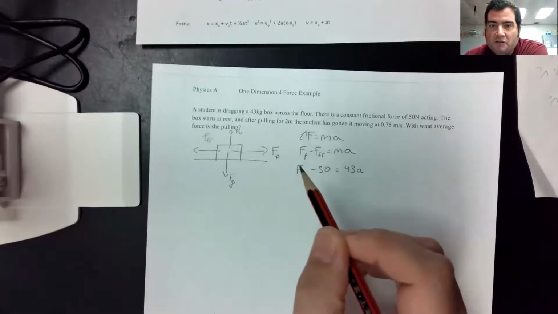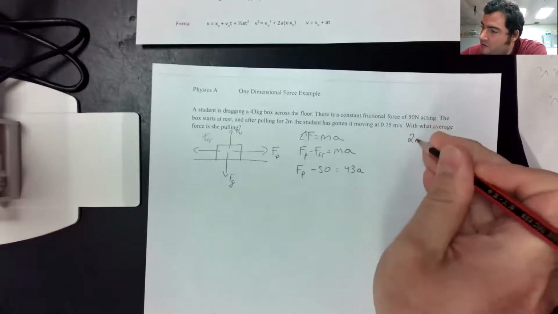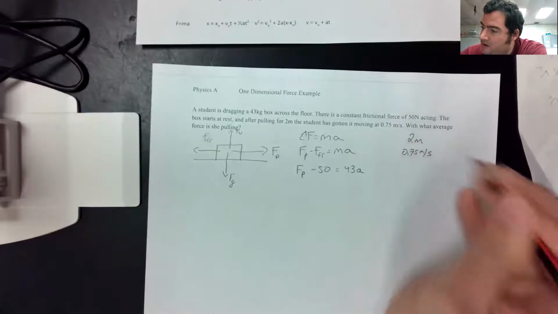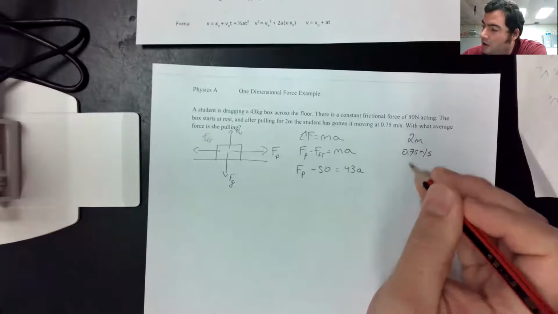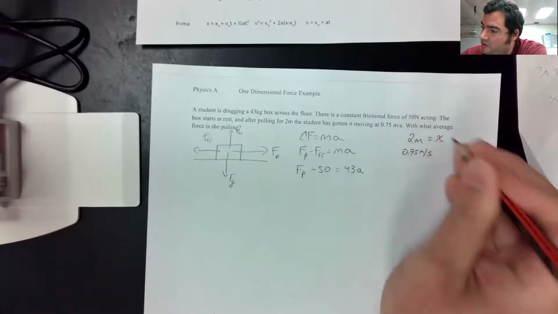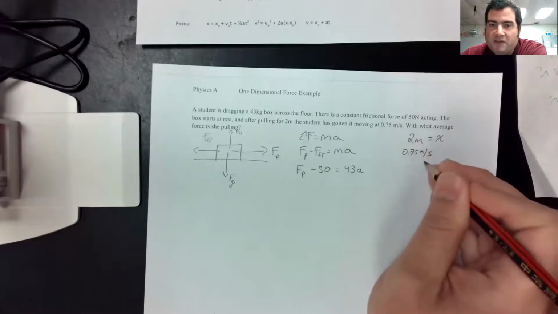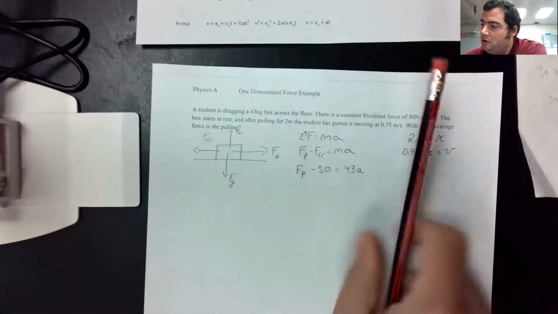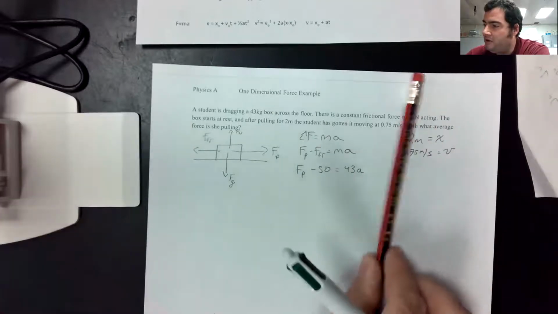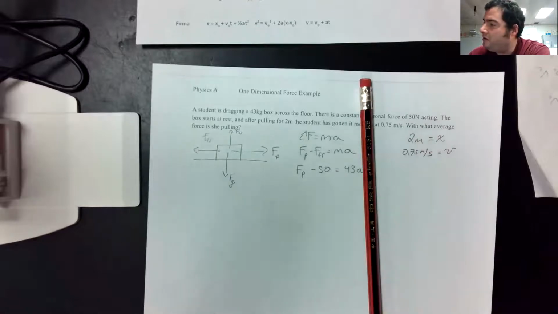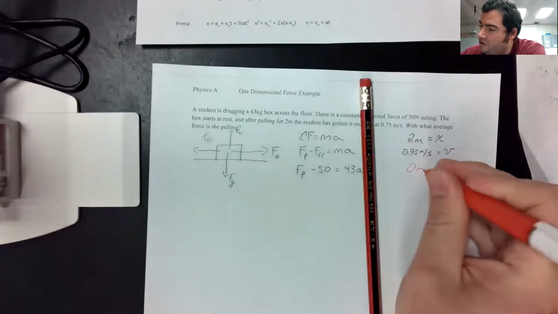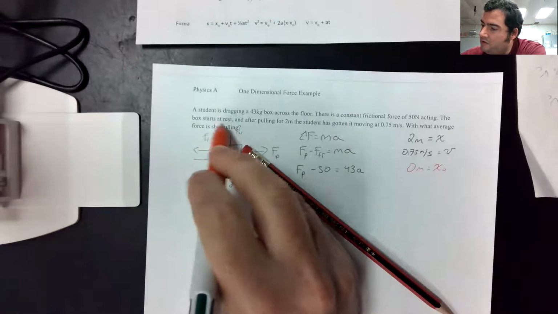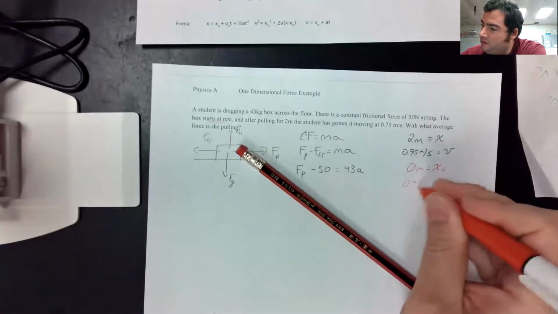So I guess I should look at the rest of the problem. I see 2 meters and I see 0.75 meters per second. 2 meters is my final distance. 0.75 meters per second, that's how fast it's going by the end. So that's my final velocity. We could probably guess a couple other things. We could probably guess that we're starting at position 0. And it says starts at rest. So that means we have a VO of 0.